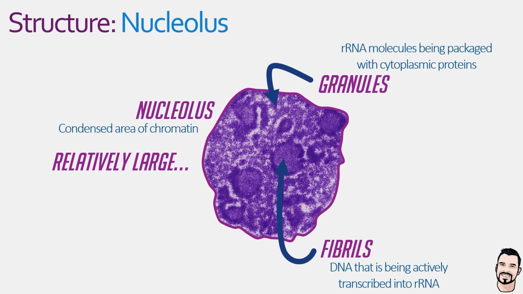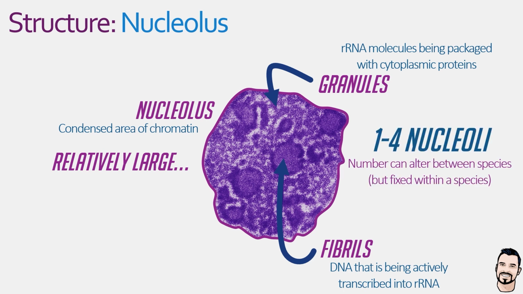Now, just as some cells might contain multiple nuclei, some nuclei contain multiple nucleoli, with up to 4 per nucleus. Now the number tends to be consistent within a species, but can vary between different species, and it all depends on the amount of ribosomes the cells need to produce.